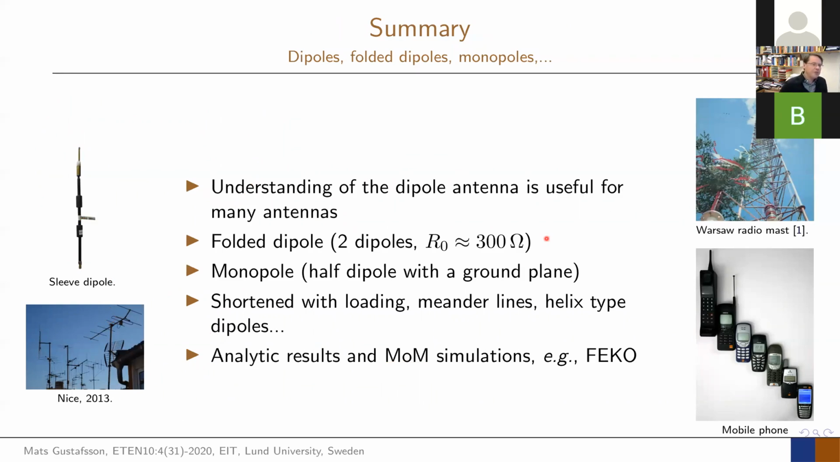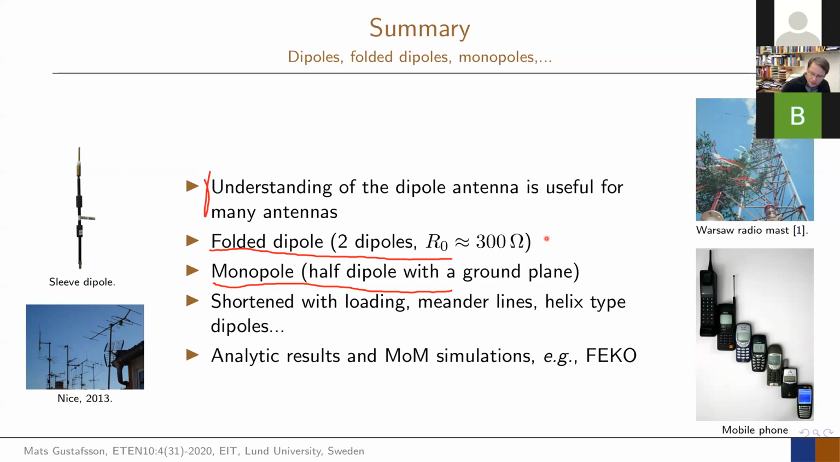So what we've done today is really to see that the understanding that you have got in this course from the first lectures of the dipole is useful for a large family of antennas. The folded dipole was one version where we looked at, in some ways, 2 dipoles. And we don't have to do any new things. We can actually understand it from what we know from the dipole. Exactly the same for the monopole. It's like half a dipole. And if we understand the dipole, we understand the monopole.